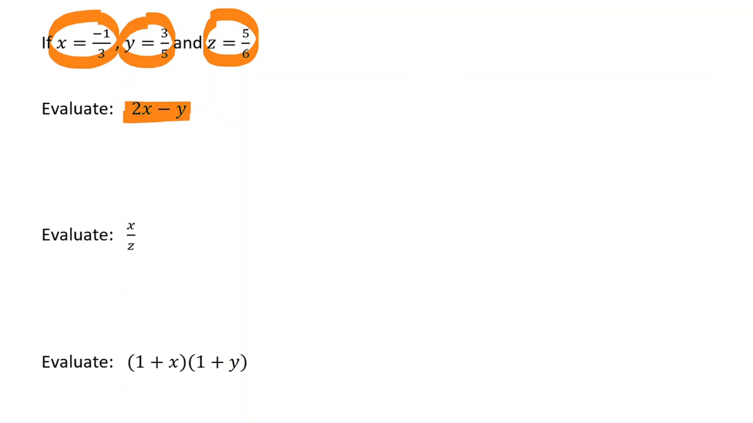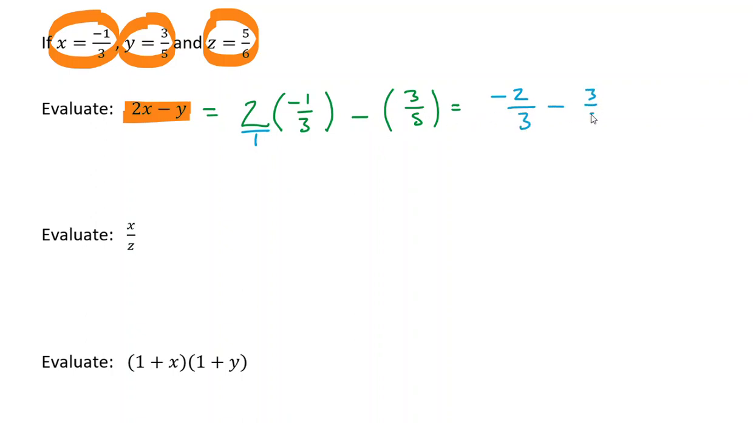So let's first rewrite our expression, 2 times x. That 2x means 2 times x, and x is -1/3. Minus y, and I'm going to put a parenthesis, just in case y was negative or something, and y is 3/5. So now we can simplify this. Let's see. 2 times -1/3, well, we put the 2 over 1 and we multiply across. That's -2/3. And then minus 3/5.